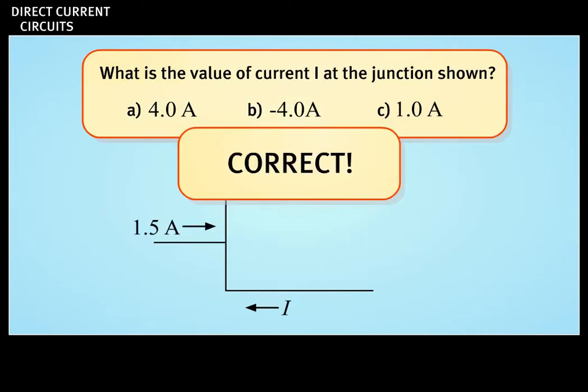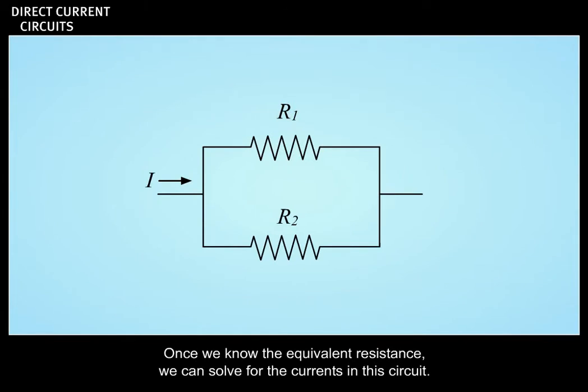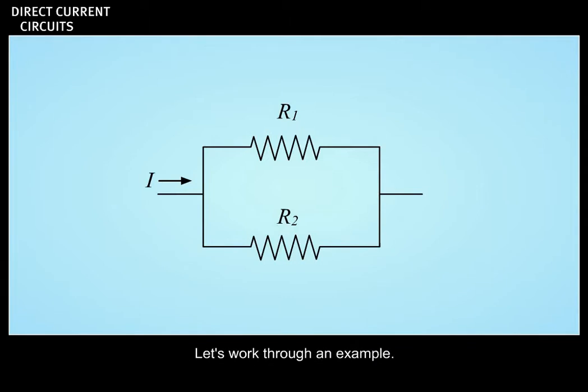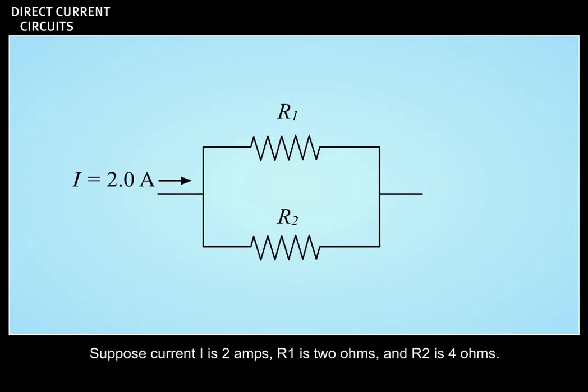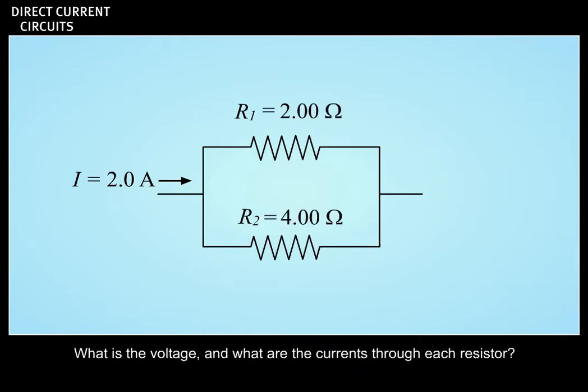Correct. Once we know the equivalent resistance, we can solve for the currents in this circuit. Let's work through an example. Suppose current I is 2 amps, R1 is 2 ohms, and R2 is 4 ohms. What is the total current, and what are the currents through each resistor?